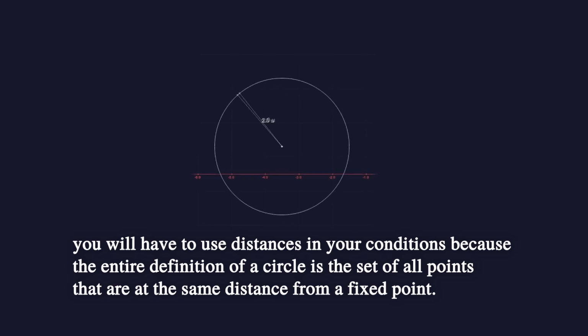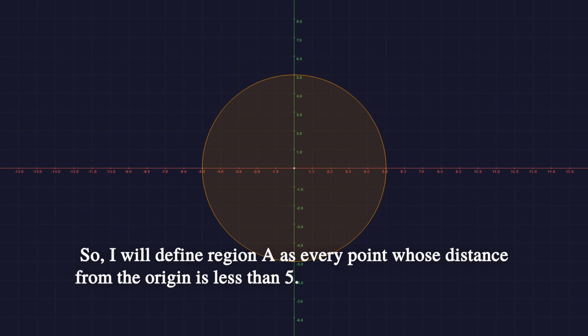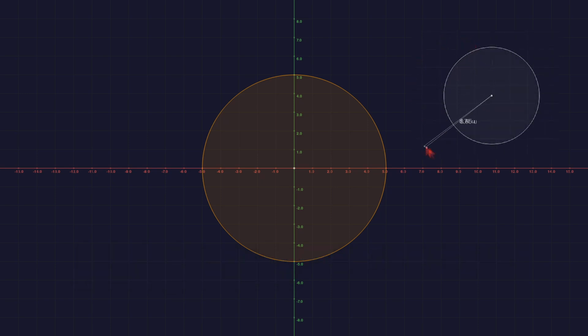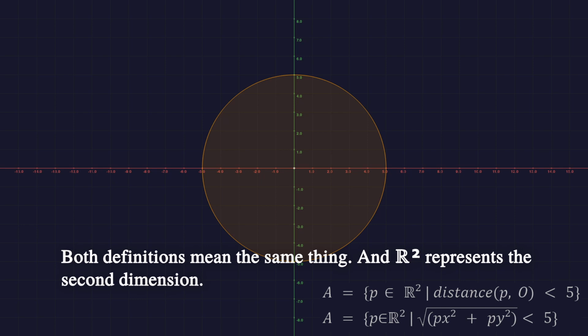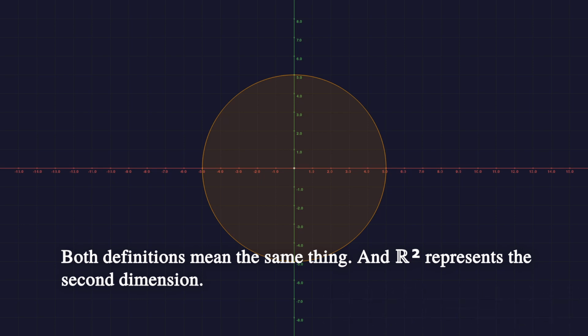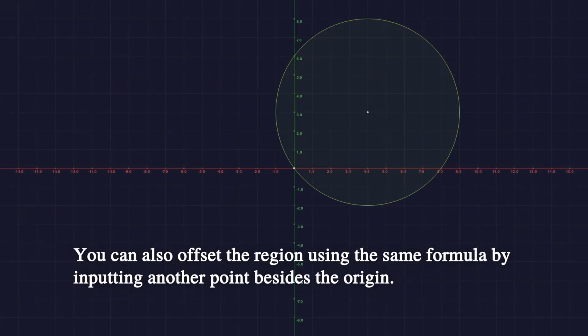If you want to create circular regions, you will have to use distances in your conditions, because the entire definition of a circle is a set of all points that are at the same distance from a fixed point. The word distance literally appears in the circle definition. So, I will define region A as every point whose distance from the origin is less than 5. Using symbols that will look like this. Both definitions mean the same thing, and R squared represents the second dimension. If you want a region where every point isn't in that circle, you can try defining B as every point whose distance is greater than 5. You can also offset the region using the same formula by inputting another point besides the origin.